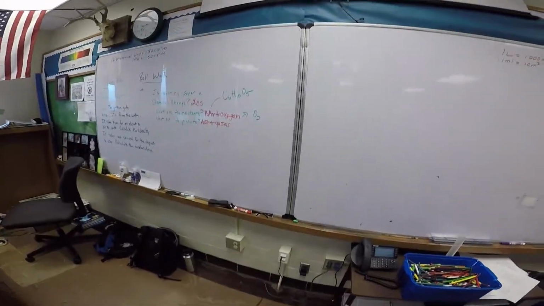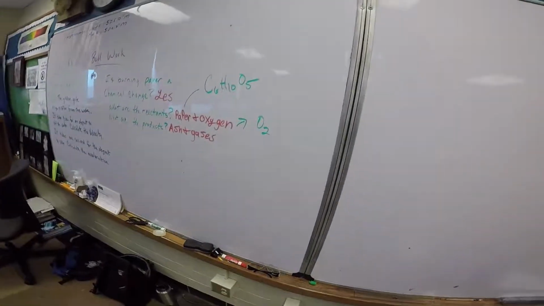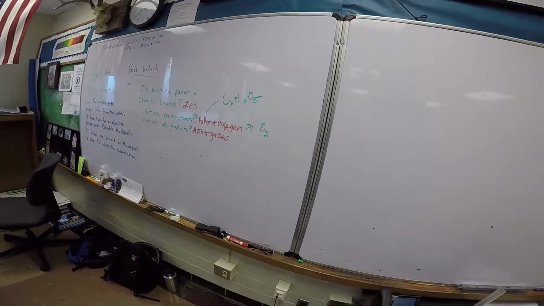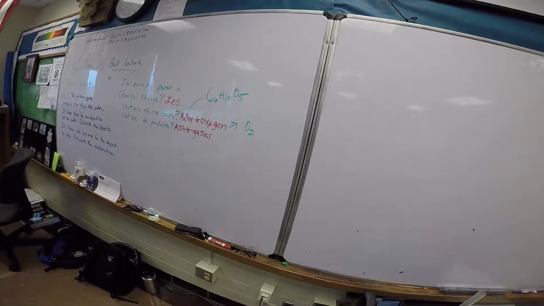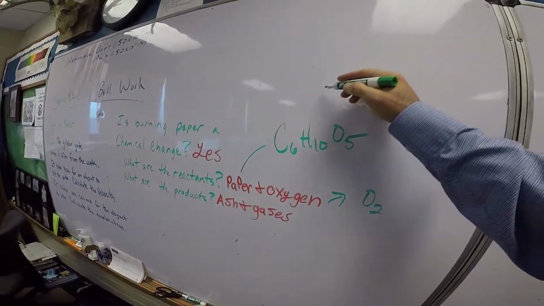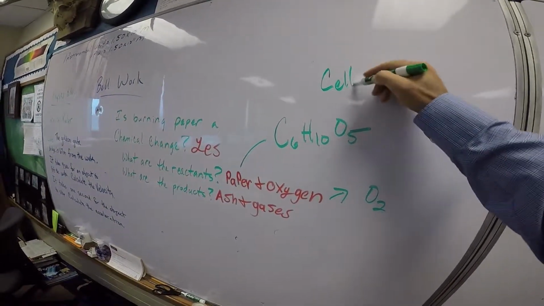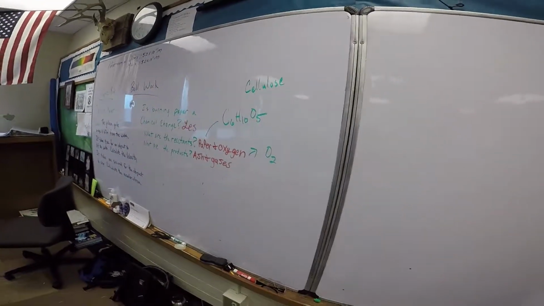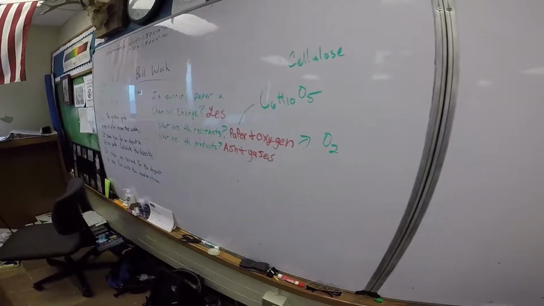So our question comes from your homework. The homework question is: is burning paper a chemical change? Marley said yes. She wrote down paper and oxygen. Paper is composed of cellulose, which is C6H10O5. This would be cellulose. And then we have oxygen. Ash. What are ash and gases going to be?